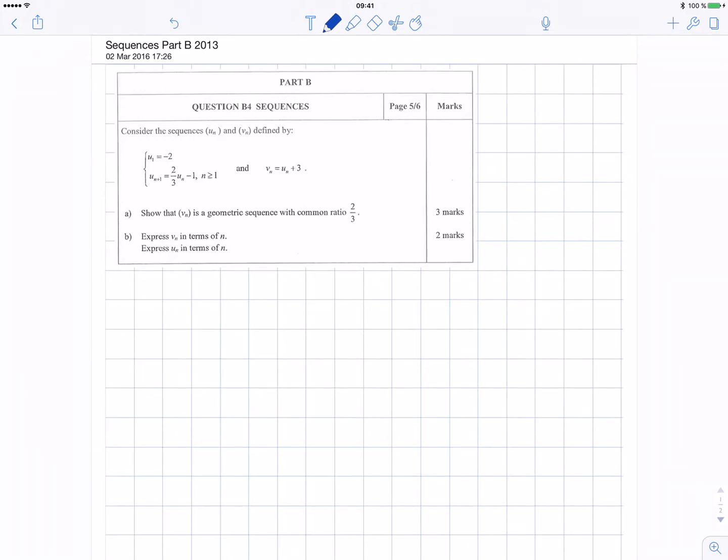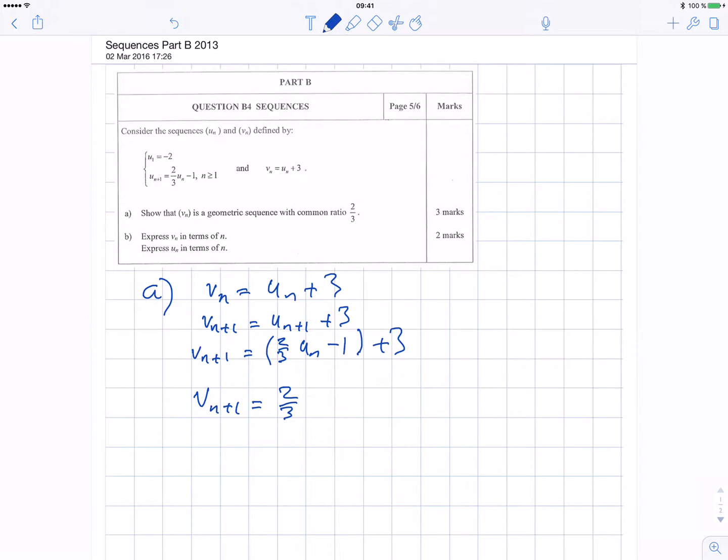So we'll start with, we know that Vn is equal to un plus 3. We also know that I want to look at the next term in the sequence, so Vn plus 1 is equal to un plus 1 plus 3. So that can be replaced by what un plus 1 is, which is 2/3 un minus 1, and then don't forget to add 3. So Vn plus 1 is equal to 2/3 of un plus 2.